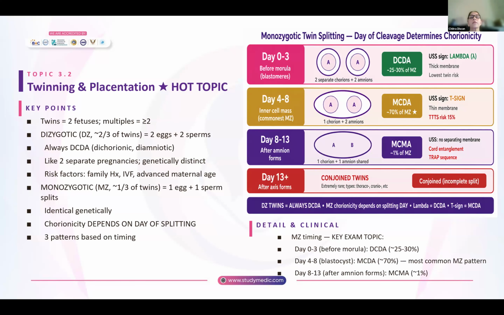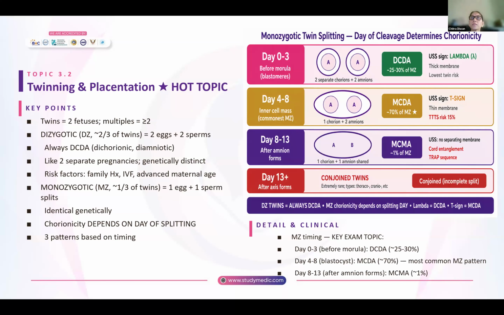First thing you have to remember, there are 2 types of twins, monozygotic or dizygotic. Dizygotic twins are the commoner ones. About 2/3 of twins these days are dizygotic. What is the meaning of dizygotic? It means 2 zygotes are there. So there are 2 eggs which are fertilized by 2 different sperms. So basically, in one uterus, you are getting development of 2 fetuses.